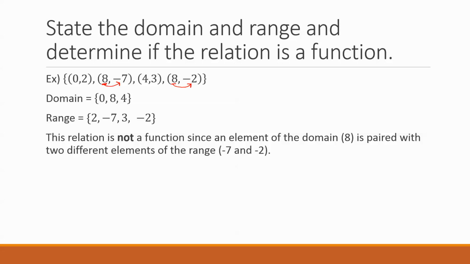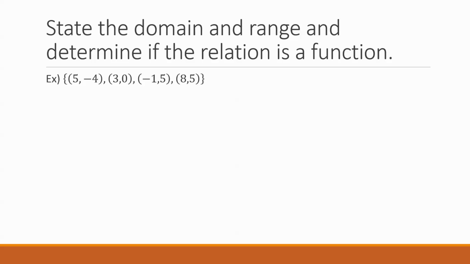Okay, let's take a look at another problem. This time we have the set 5, -4, 3, 0, -1, 5, and 8, 5. So my domain, 5, 3, -1, and 8. My range, -4, 0, and 5. So if we just look at the elements of our domain, we have 5 is paired with a negative 4. 3 is only paired with 0. Negative 1 is only paired with 5. And 8 is only paired with 5.